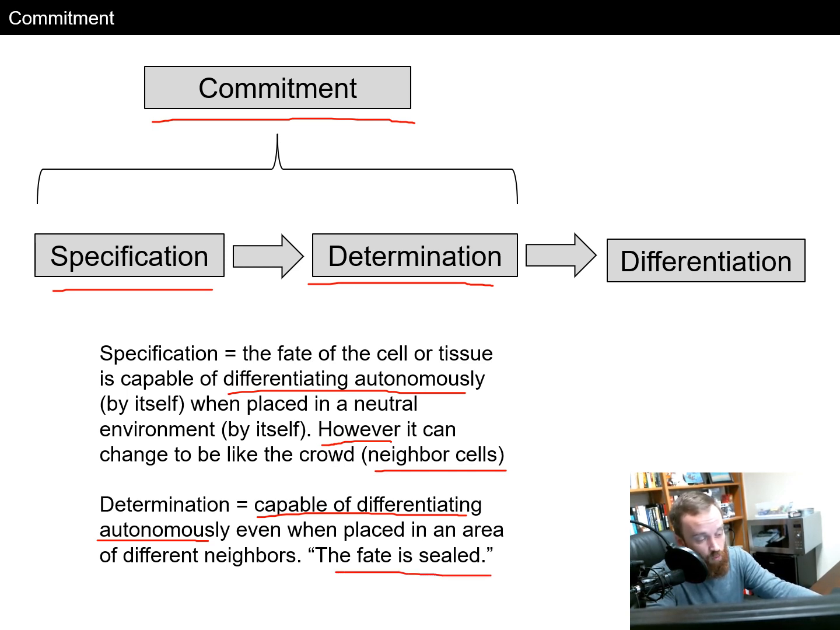And then once you get beyond determination, you get the final product, which is differentiation. So this is kind of like starting down the path, where specification is the first step towards becoming a differentiated cell. Then determination is I've committed to this and I'm going to continue. And then differentiation is the final product.